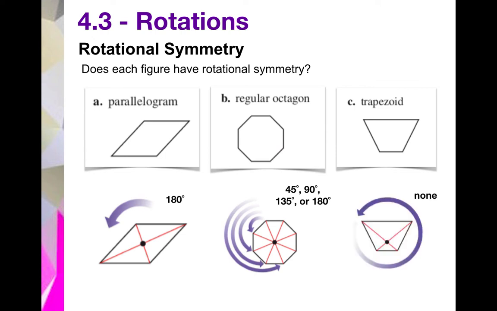For the trapezoid, there's none. You have to rotate it all the way around to get to the same point again. So there's no rotational symmetry for this trapezoid.